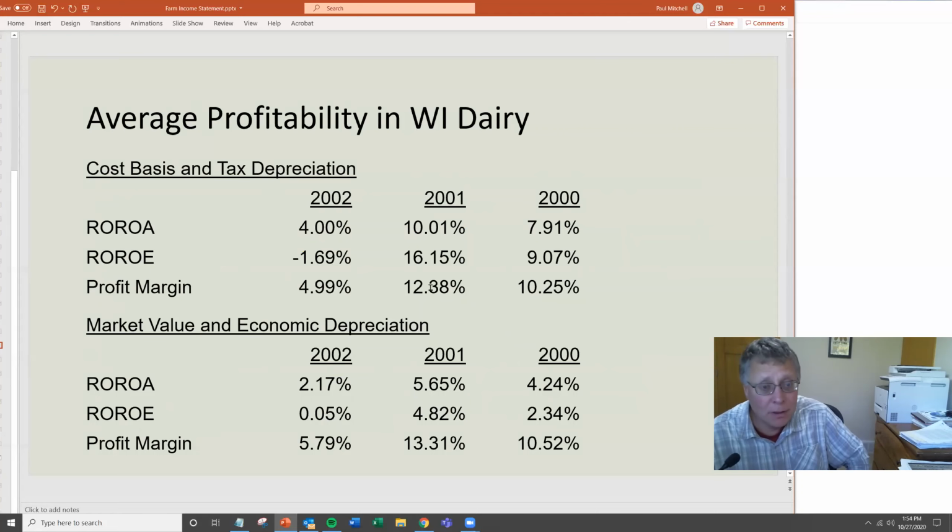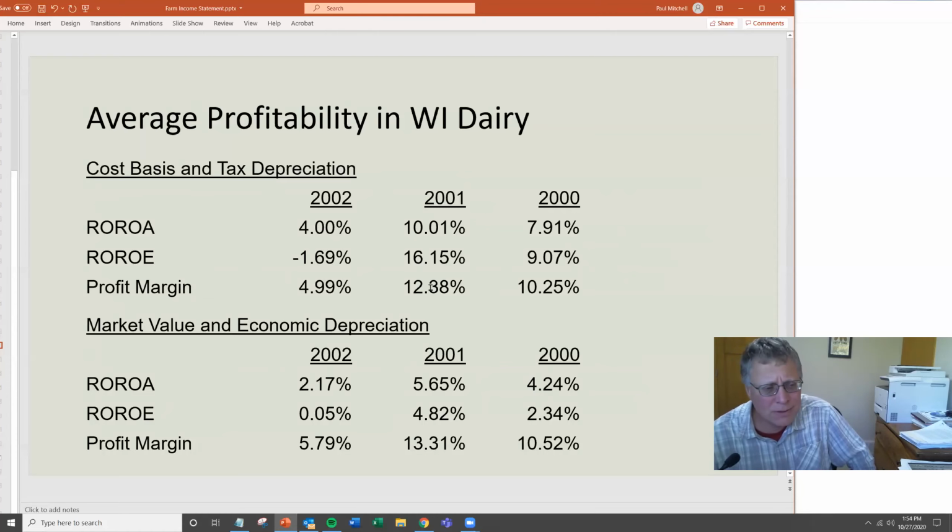It jumped around a lot. Return on equity was negative in 2002, but quite large in 2001 and 2000. Profit margin, very small using these cost basis and tax depreciation, 5% to 12.4%. You go to market value and economic depreciation, the numbers shift, and again, you're capturing some of that. You can see the difference empirically with this cost versus market basis, and then how you do depreciation.